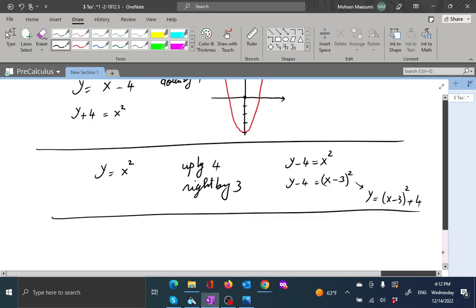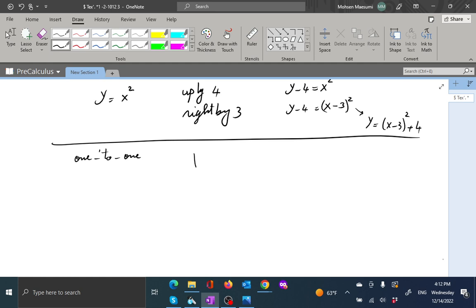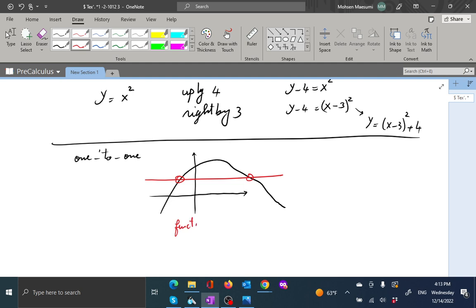So what is the idea then? The idea is 1 to 1. If you have a graph of a function, you ask yourself, how does it deal with a horizontal line? If a horizontal line cuts it twice, here it cuts it twice, this function is not one-to-one.